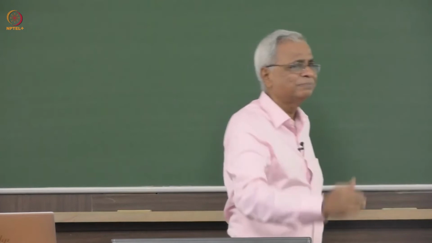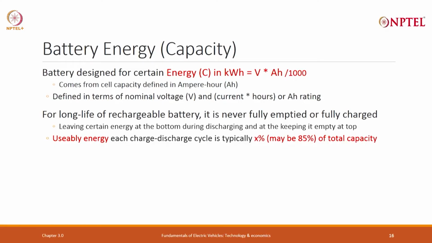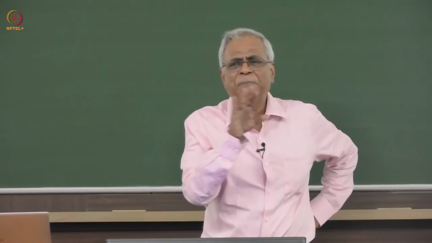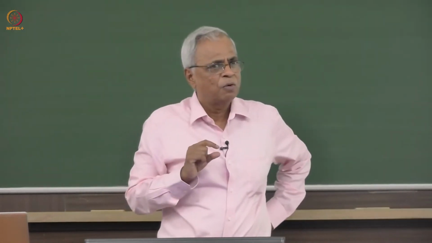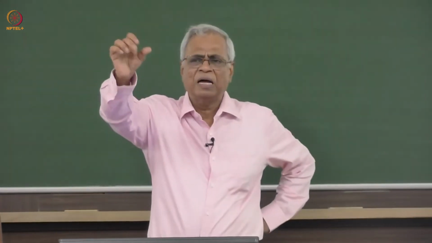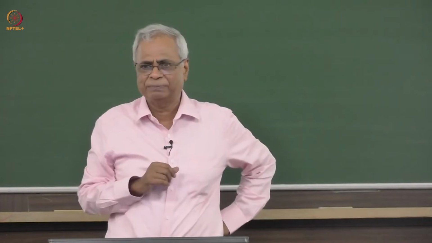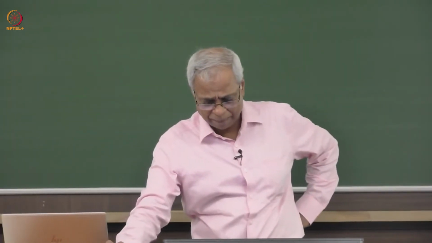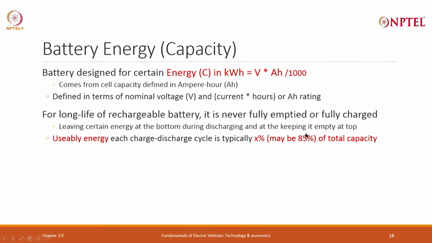Similarly, on the upper side, you tend to charge and then you stop charging. Typically, for example, in NMC cells, it can go up to 4.2, 4.25 volts, but you will probably stop at 4.15 volts. Why? Because you do not want to charge it fully, as charging it fully impacts the life of the battery.